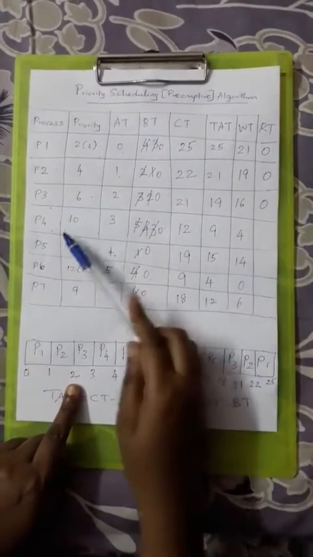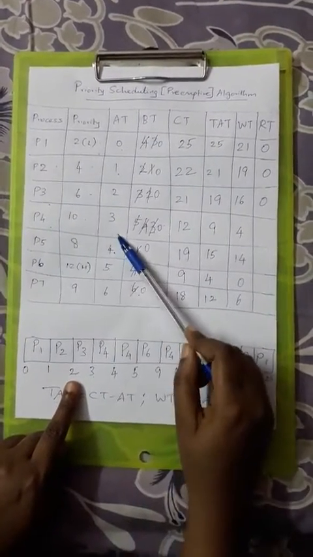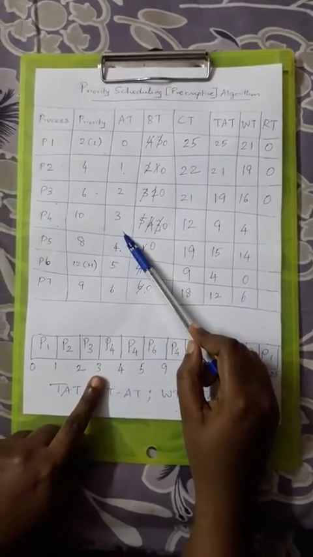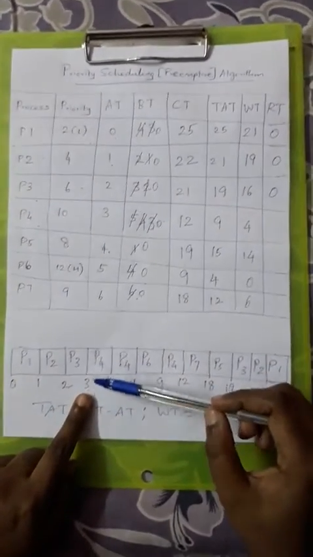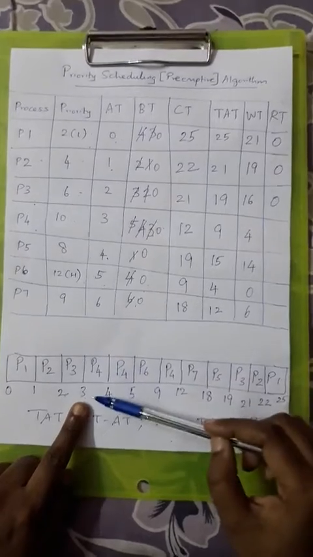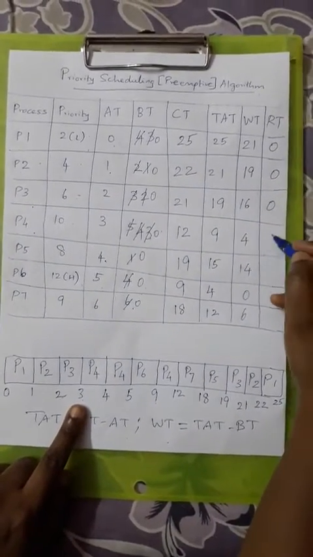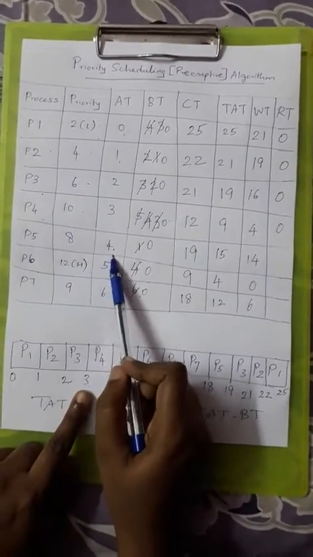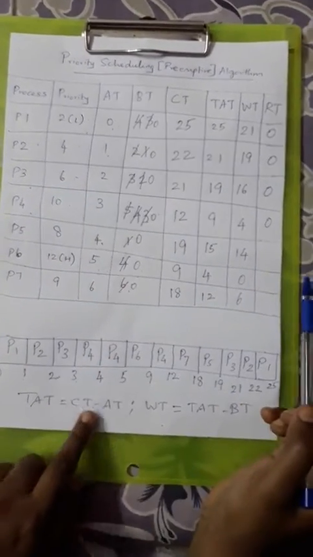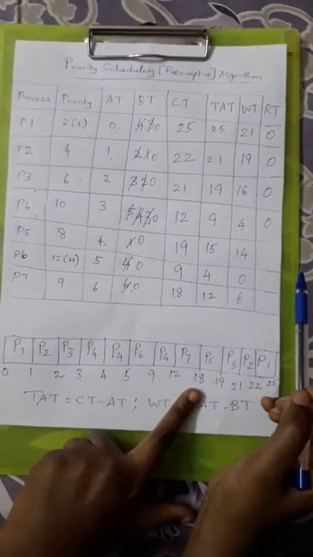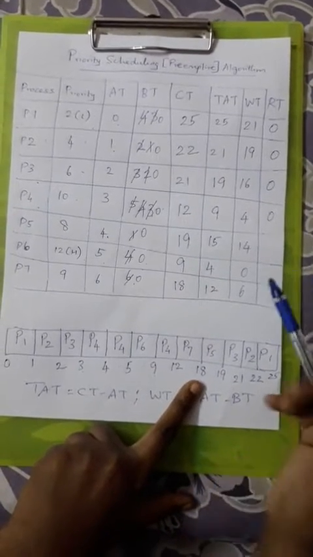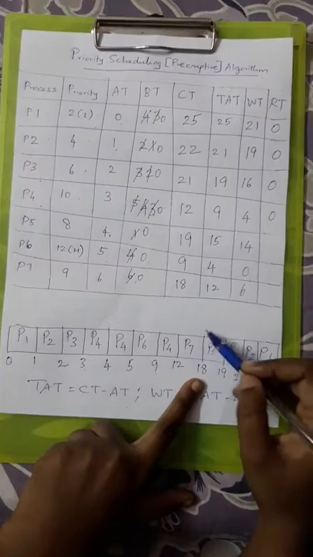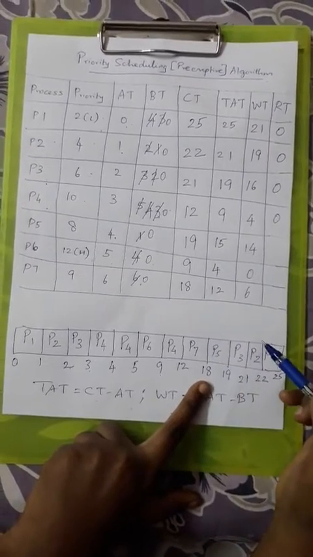Next, the process P4 arrived in the system at the 3rd millisecond and it also got its first response from the system at the same 3rd millisecond. So, its response time is 0. Next, the process P5 arrived in the system at the 4th millisecond. But this process P5 got its first response from the system at the 18th millisecond.